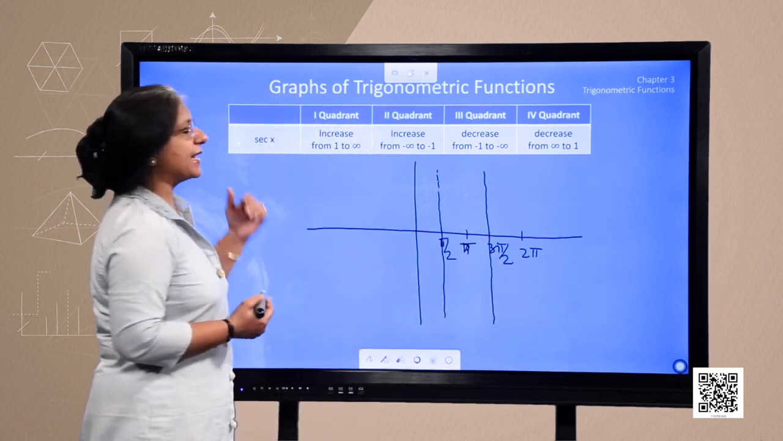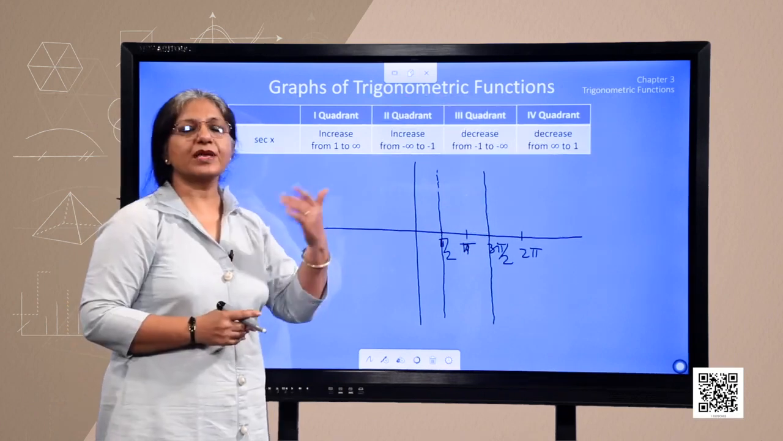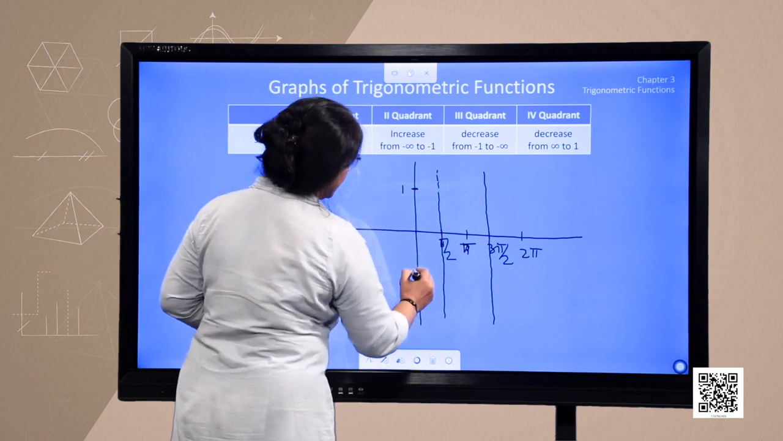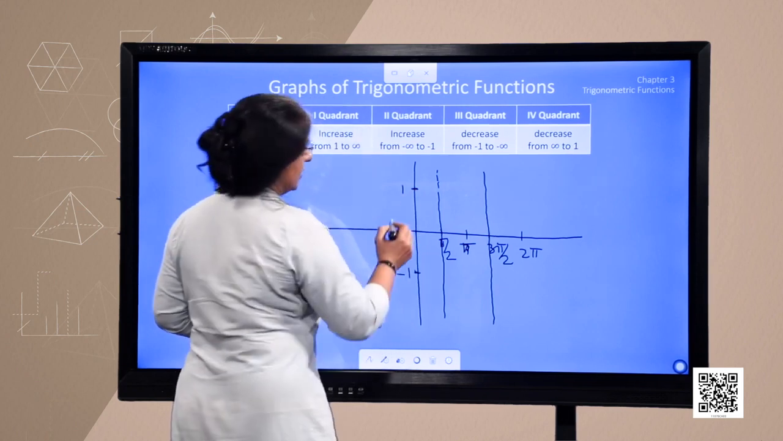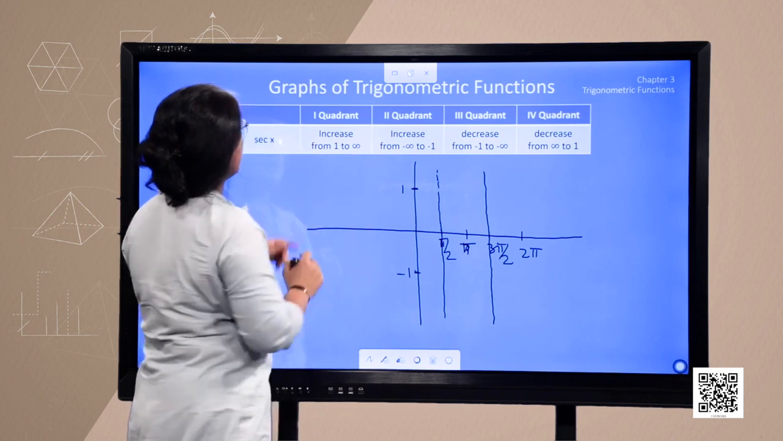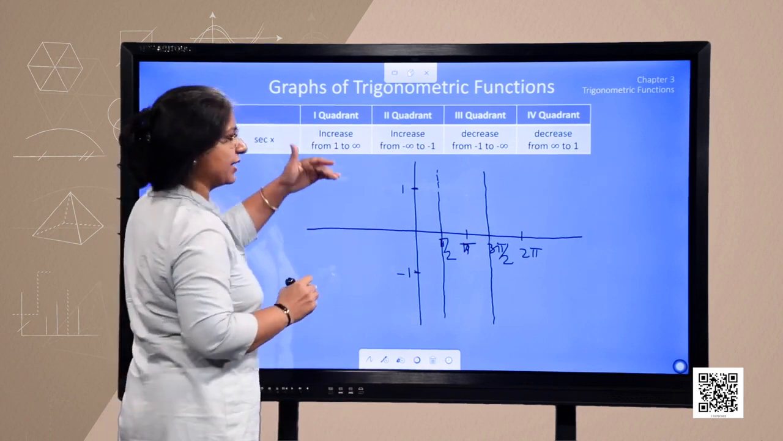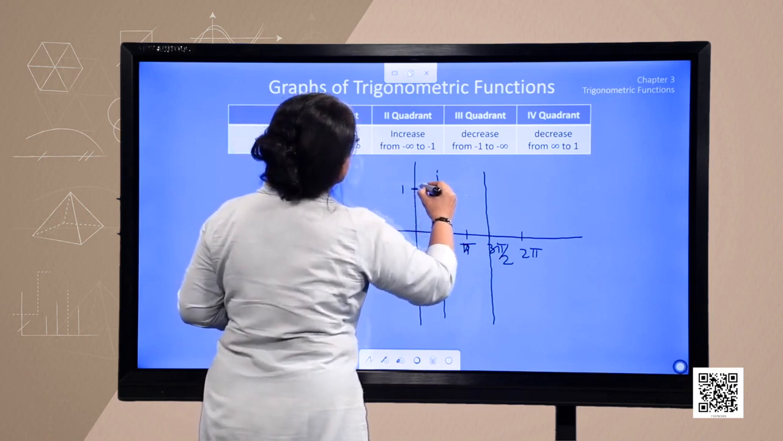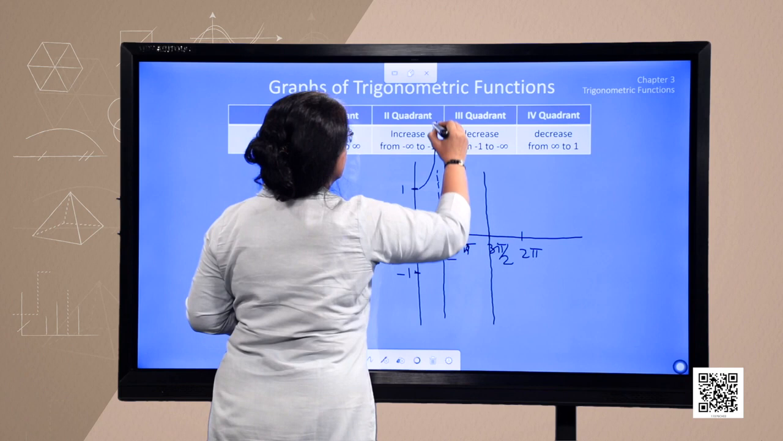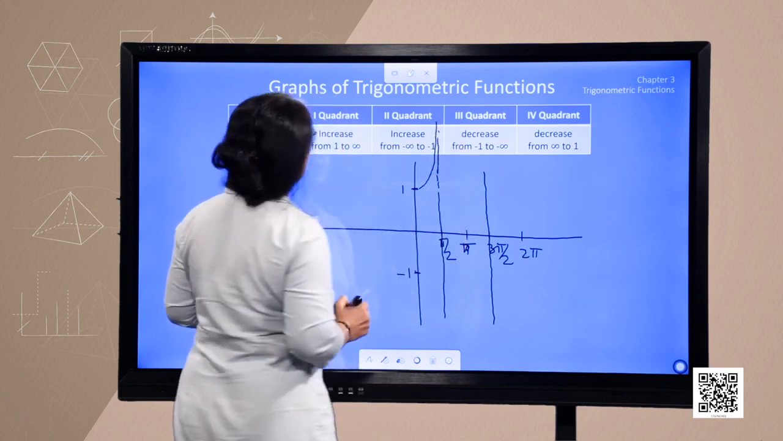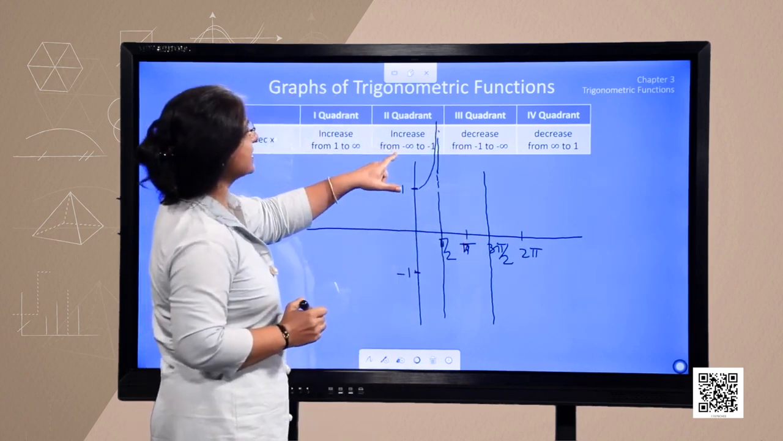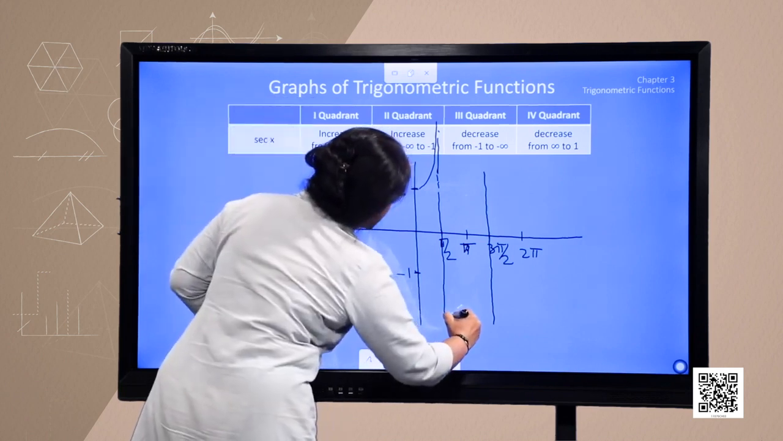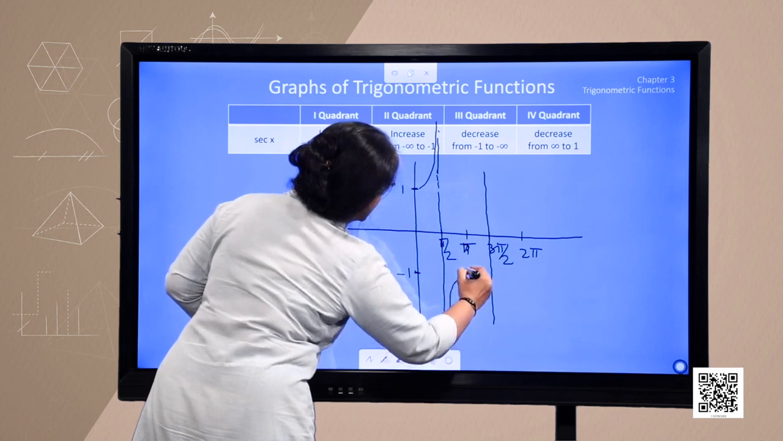Moreover, here the range of secant is more than 1 and less than minus 1. So, we need to take care. Here the graph in the first quadrant increases from 1 to infinity. It goes further from 1 to infinity, meaning this will be like this. And in the second quadrant, it increases from minus infinity to minus 1, like this.